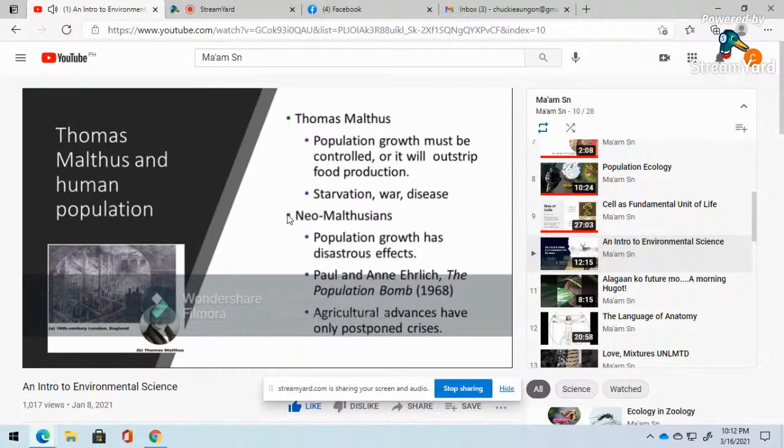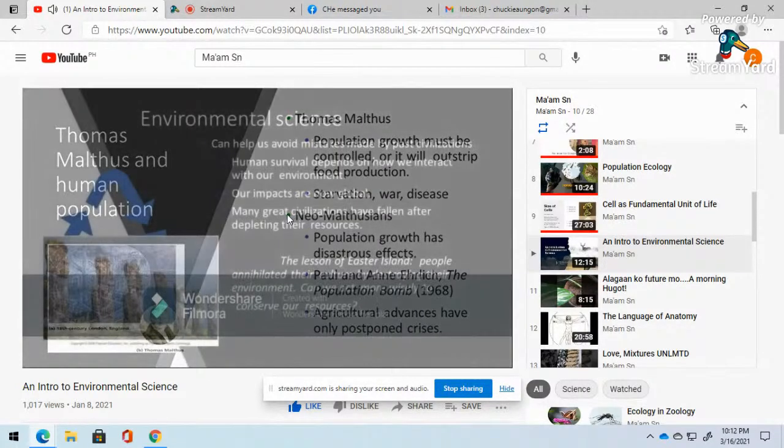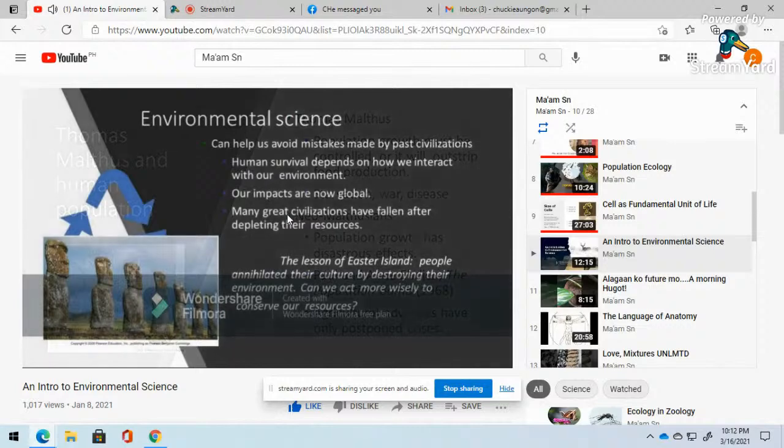Human survival depends on how we interact with our environment. Our impacts are now global. Many great civilizations have fallen after depleting their resources. Look at the picture, the lesson of Easter Island. People annihilated their culture by destroying their environment. Now the question is, can we act more wisely to conserve our resources?